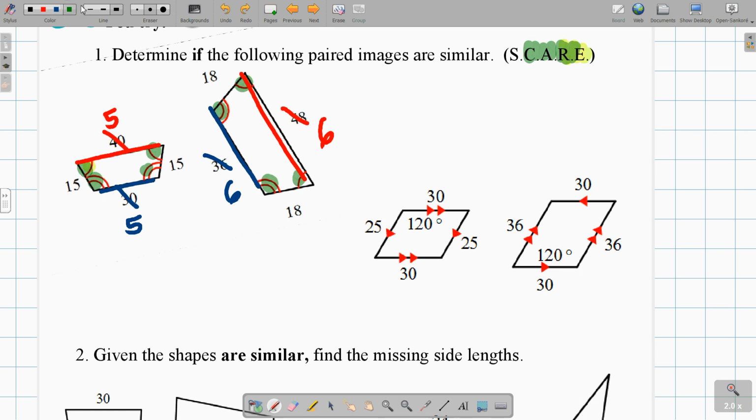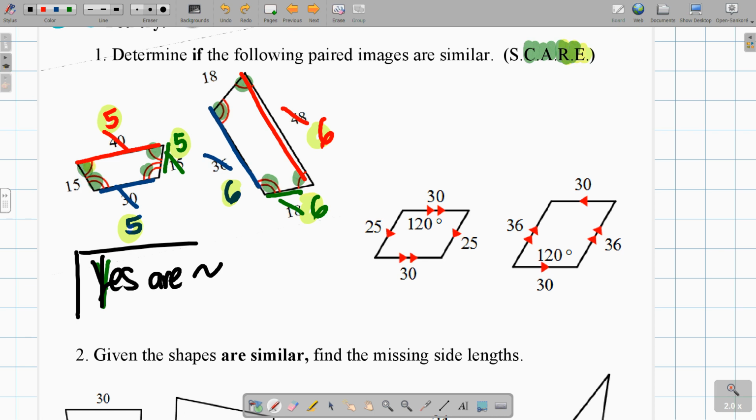We have to check all of them. Let's go 15 to 18. 3 goes in there 5 times. 3 goes in there 6 times. So look, my ratio, 5 to 6, 5 to 6, 5 to 6. This aligns. So we can say, yes, the shapes are similar. Yes, they are, because they meet the criteria.